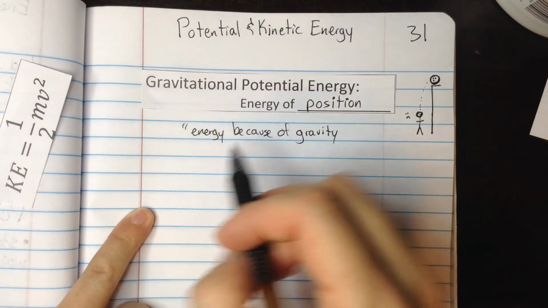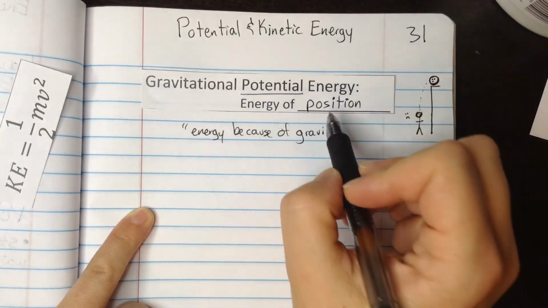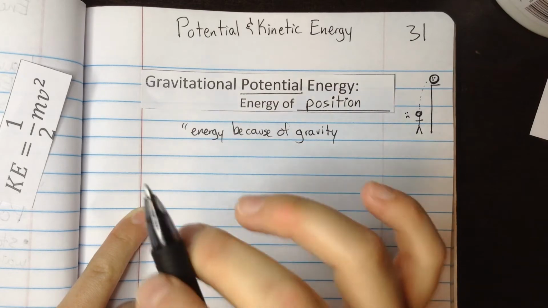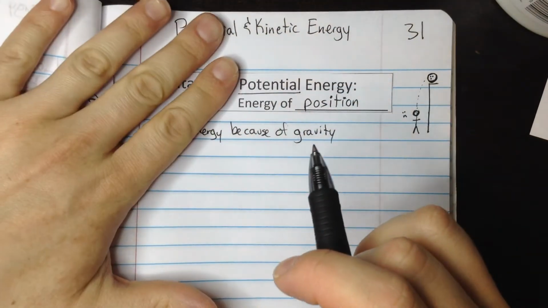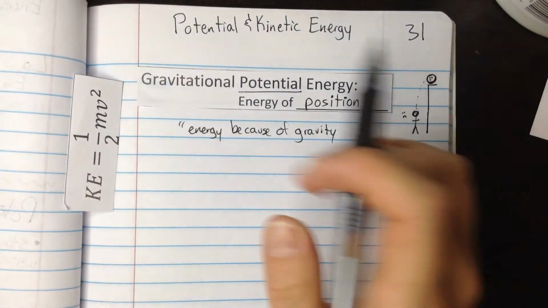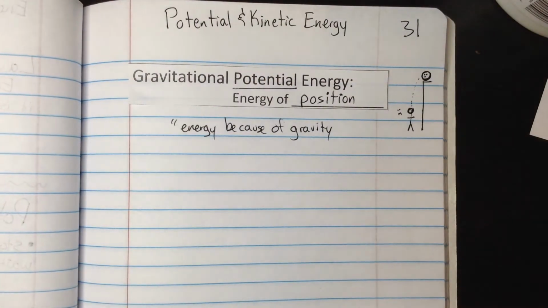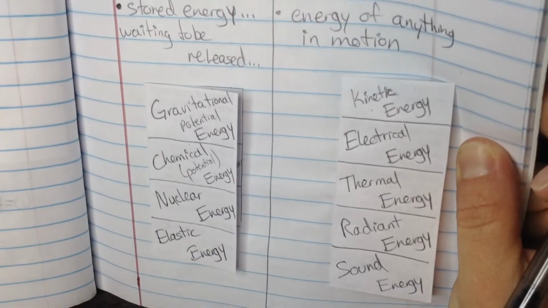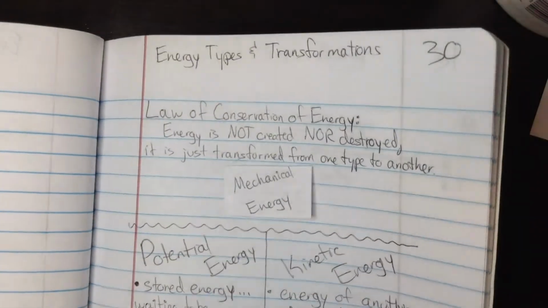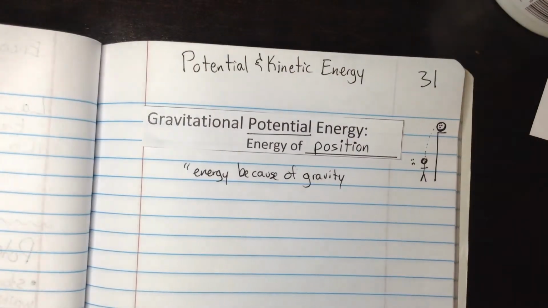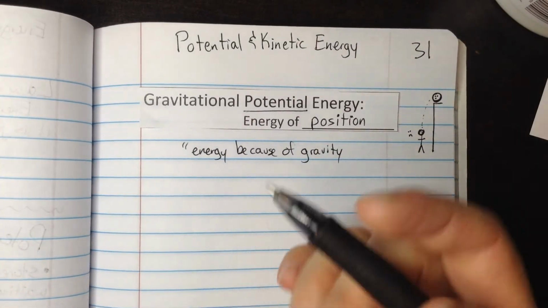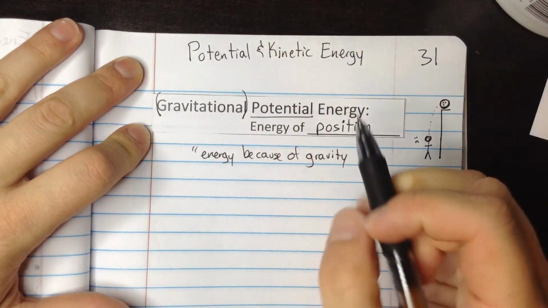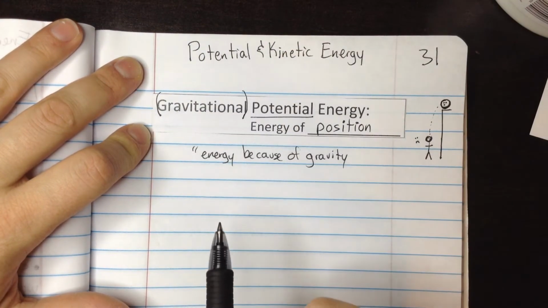Okay? So, potential energy due to position, due to gravity. Now, often in physics books, they just call this potential energy. But we know, as we discussed on page 30, that potential energy is a whole category with 4 different options, and that gravitational potential energy is just one of them. So, gravitational potential energy often is just called potential energy. Hence the title, Potential and Kinetic Energy.